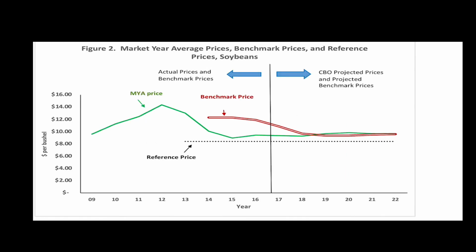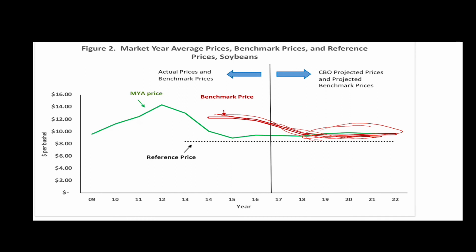Moving forward, we again have lower prices. CBO is using projections, that green line, of $9.70-ish going forward. Whether or not that will be the case with tariffs, etc., is a good question. If we would see that lower, we would see a difference here. But you can see that the market year average price is causing the benchmark price to come down. It's still not getting to the reference price because those prices are above the reference price.